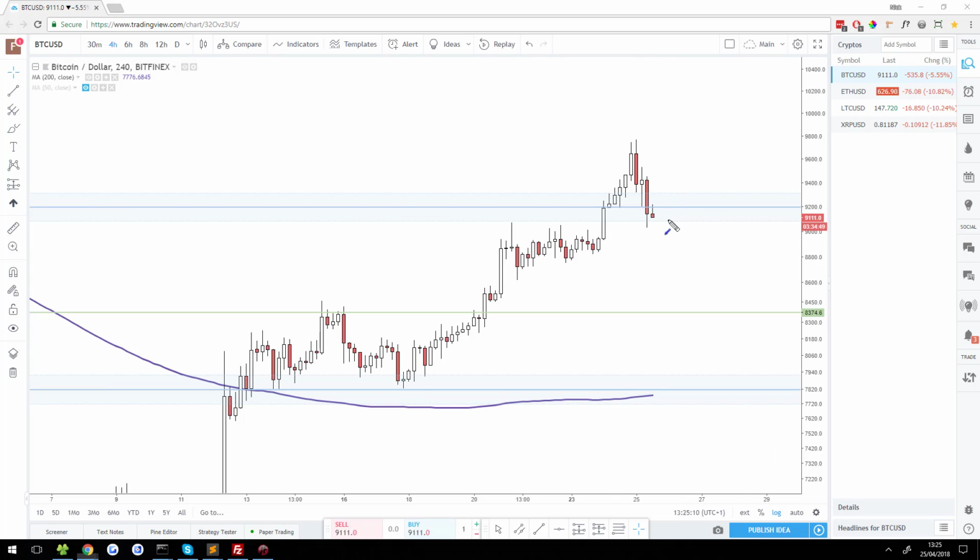I mean, even though I think it's in an uptrend, it doesn't mean that it is in an uptrend. It could just tumble back down right now. You never really know. That's the reality of trading. So we need to wait for confirmation.